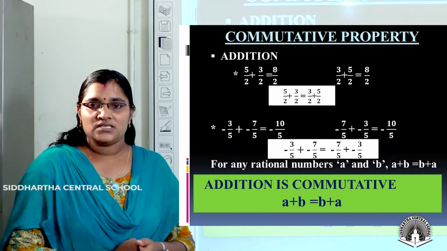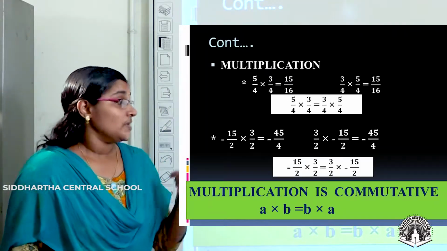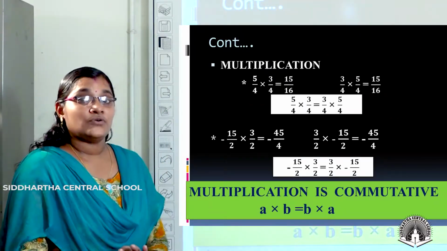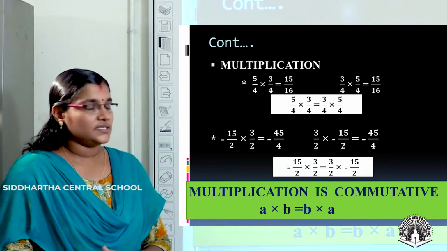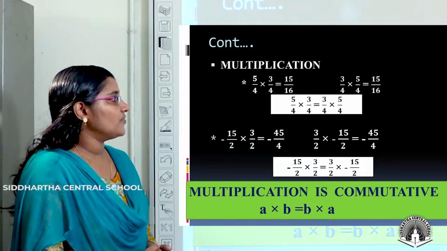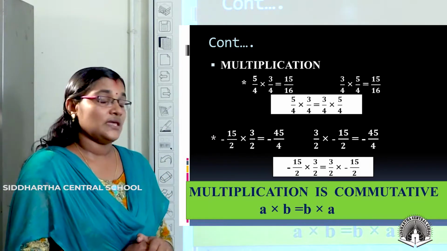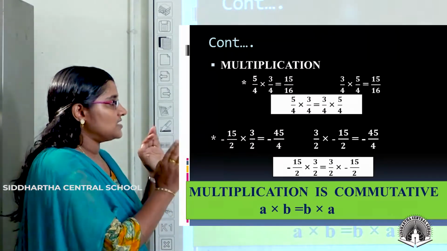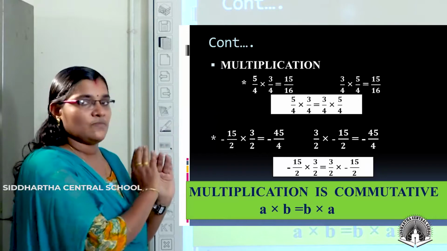The next operation is what? Multiplication. Example, 5 by 4 into 3 by 4 is equal to 15 by 16. Then 3 by 4 into 5 by 4 is equal to 15 by 16. Here also for multiplication, if we interchange the rational numbers, we get the same answer.